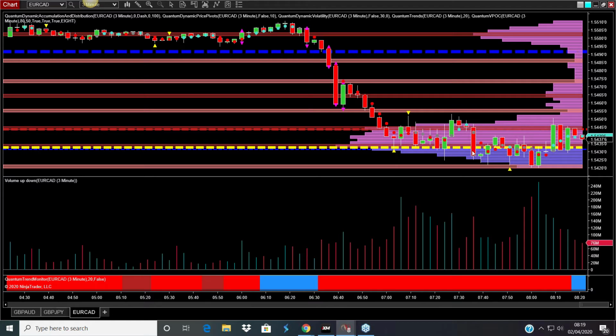Not so much in cross pairs, but we can see here there's a lot of transactions going on in this phase that is now congestion again. So we had the breakaway. We have the trend, a volatile trend, because we've got the volatility indicator triggered.